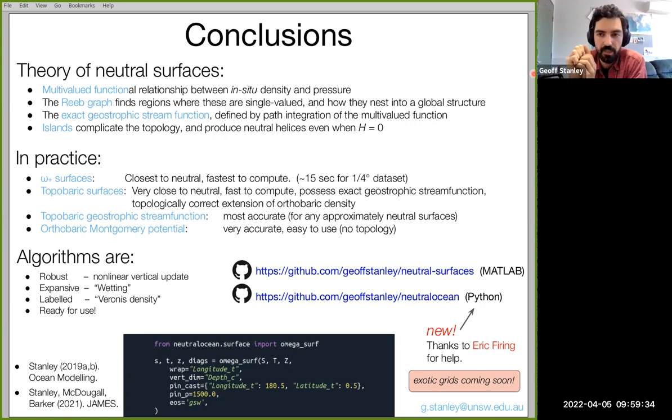And just one thing to say about that is that the topobaric surfaces potentially have a better capacity to handle that than the omega surfaces, because topobaric surfaces, I said, are a function of rho and p. You could also reformulate them to be a function of s and theta. And because the flow is generally going to be along contours of constant s and theta, that turns out to mean that this u dotted with the slope error will be a lot smaller. But that's the quickest answer I can give.